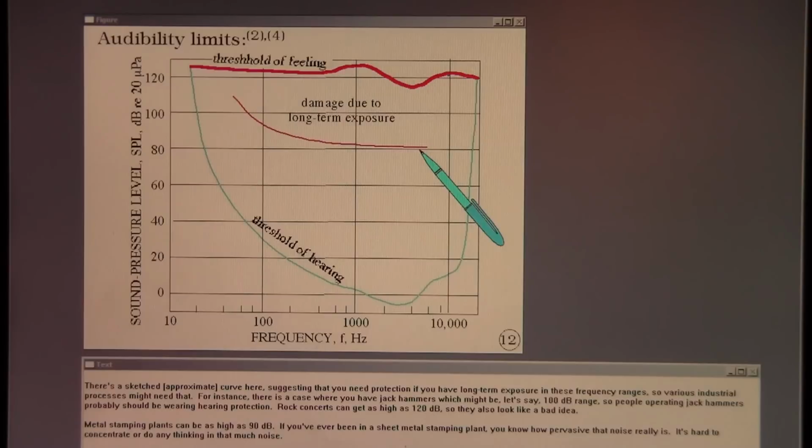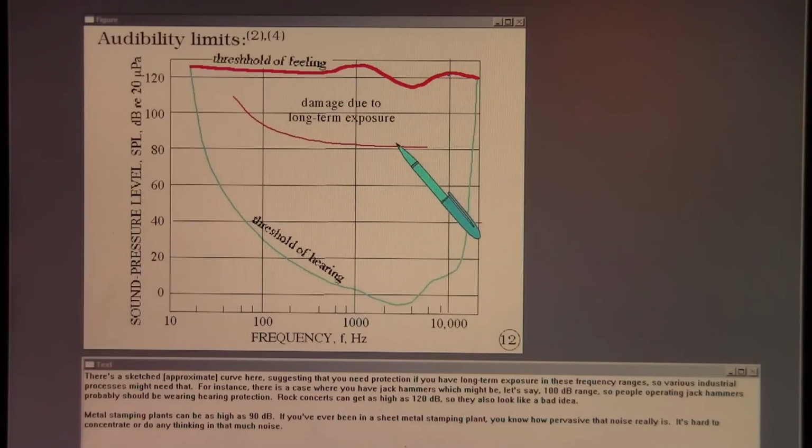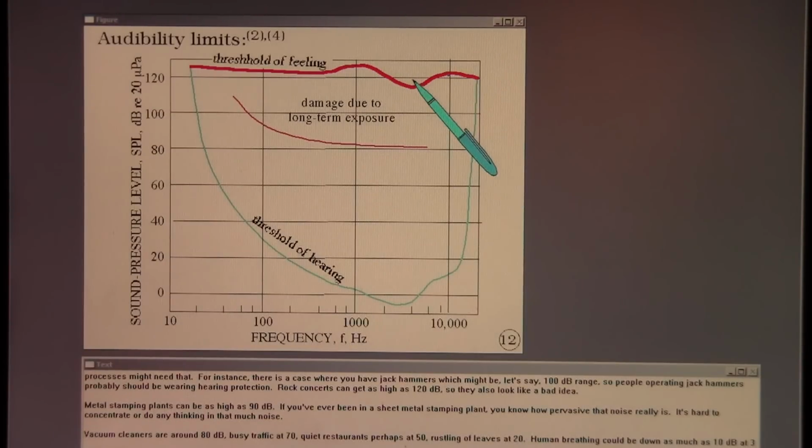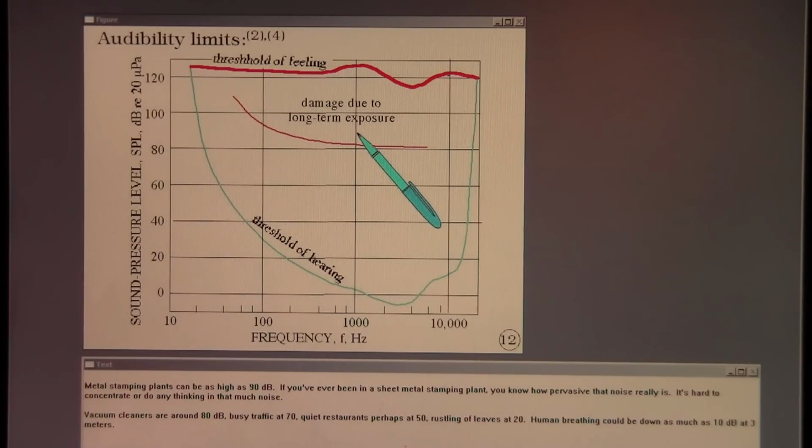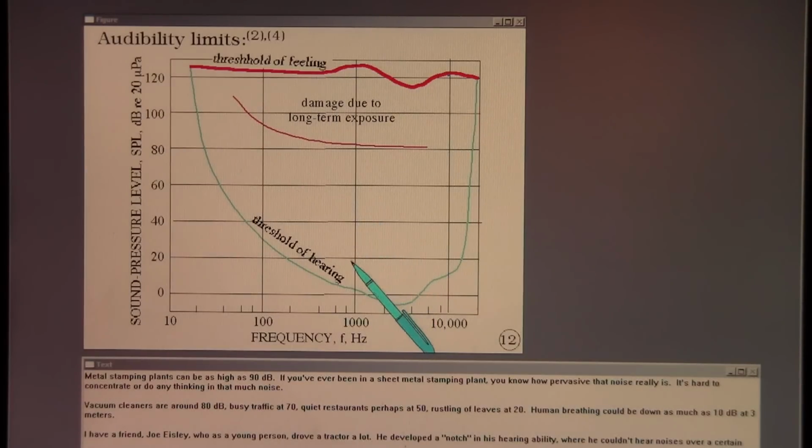For instance, there is a case where you have jackhammers, which might be, let's say, 100 decibel range, so people operating jackhammers probably should be wearing hearing protection. Rock concerts can get as high as 120 decibels, so they also look like a bad idea. Metal stamping plants can be as high as 90 decibels, and if you've ever been in a sheet metal stamping plant, you know how pervasive that noise really is. It's hard to concentrate or do any thinking in that much noise. Vacuum cleaners are around 80 decibels, busy traffic at 70, quiet restaurant perhaps at 50, rustling of leaves maybe at 20, and human breathing could be down as much as 10 decibels at 3 meters.